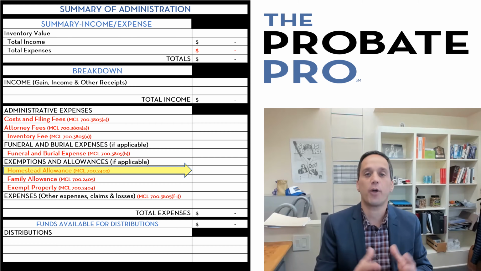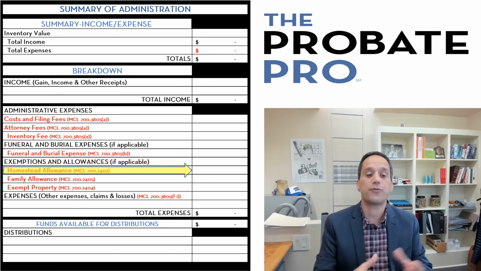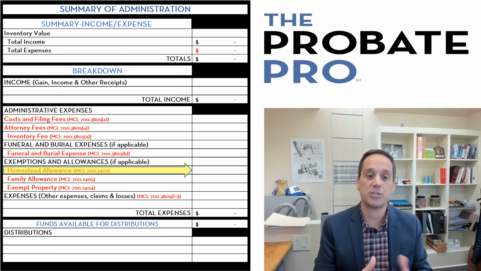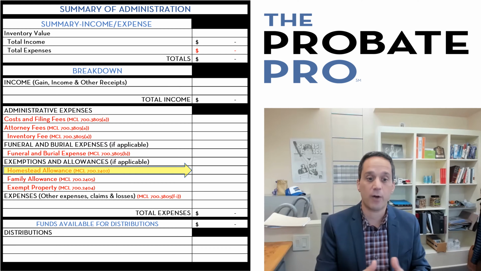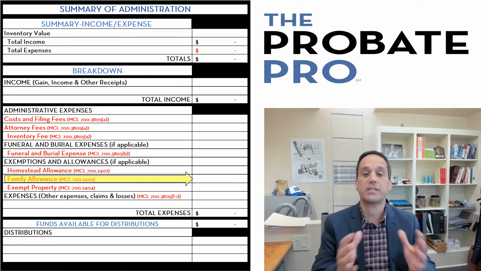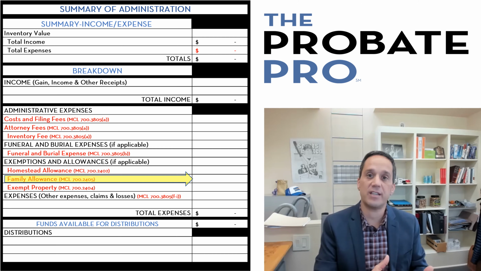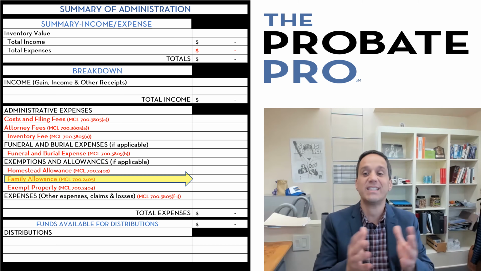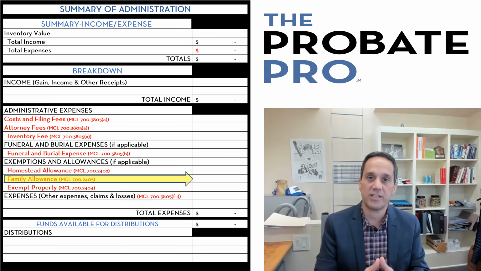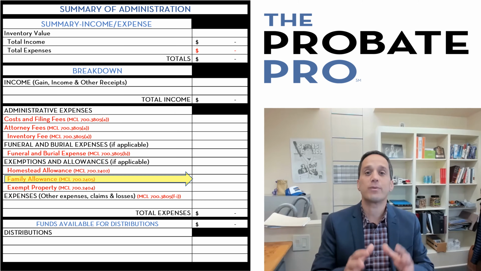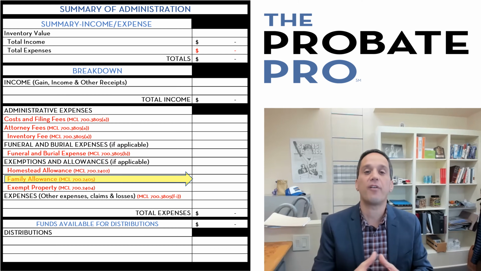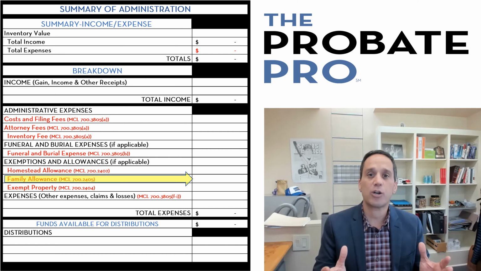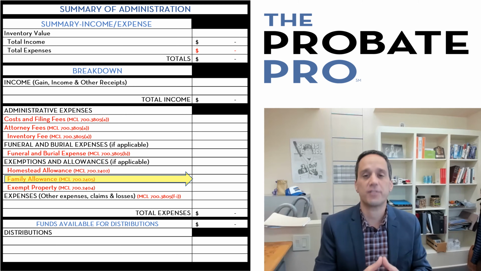The next is what we call the homestead allowance. This is specified under 700.2402. This specific allowance allows for certain homestead-related expenses that inure to the benefit of the surviving spouse and the family. The next one is the family allowance, and this allowance can be quite large to allow the decedent's minor children and spouse to receive money during the administration of the estate and to receive that money in priority of all other related creditors that may be involved in the estate.